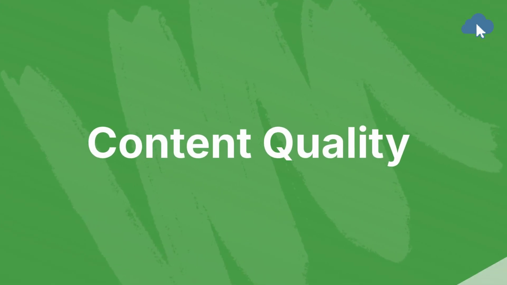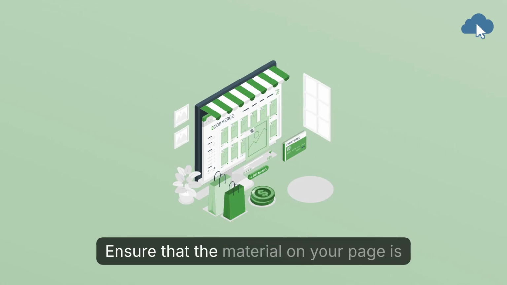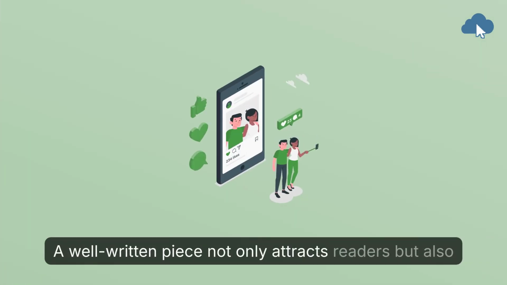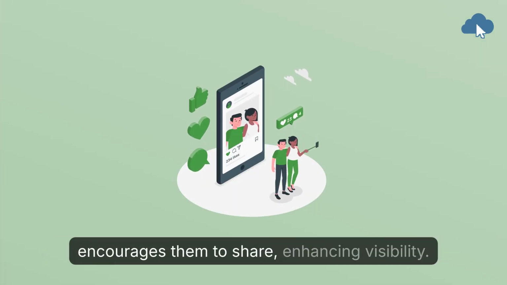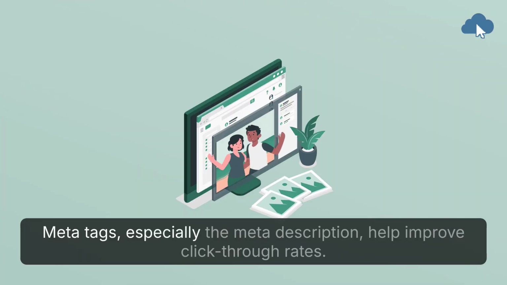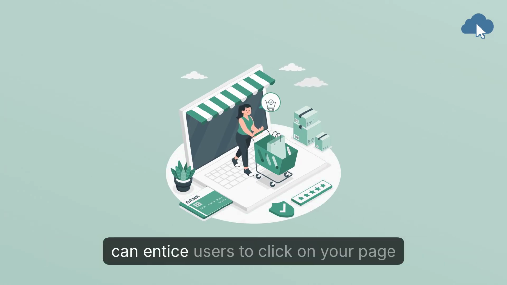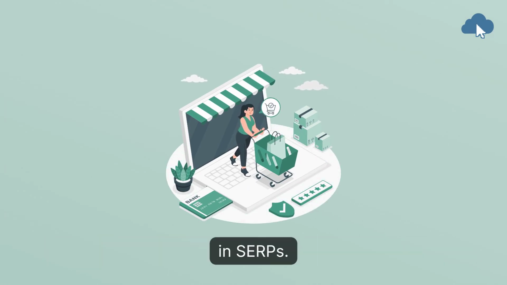Content quality. High-quality content is king. Ensure that the material on your page is relevant, informative, and engaging for the audience. A well-written piece not only attracts readers, but also encourages them to share, enhancing visibility. Meta tags, especially the meta description, help improve click-through rates. A brief, compelling summary included in your meta tag can entice users to click on your page in SERPs.